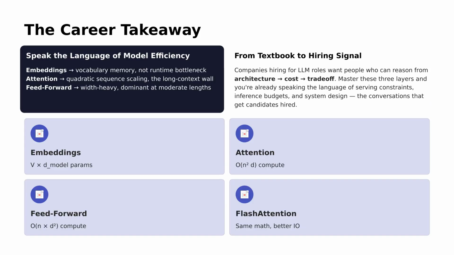The big takeaway is to speak the language of model efficiency. Embeddings scale with vocabulary size, so they mostly affect memory, not runtime. Attention is the long context bottleneck because compute grows quadratically with sequence length. Feed-forward layers are often the main cost at moderate lengths because they scale with model width. And tools like FlashAttention don't change the math. They improve I/O. This architecture to cost reasoning is exactly what hiring teams look for in LLM candidates.